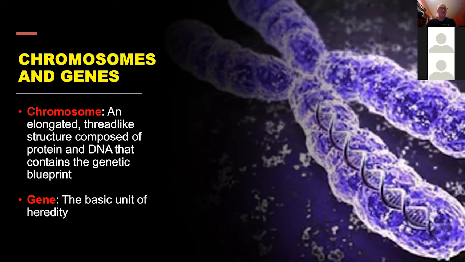And then the gene inside is our basic unit. We call it the basic unit of heredity. It's what codes for RNA, proteins, and enzymes. Everything that your body makes is basically coded for inside the DNA.